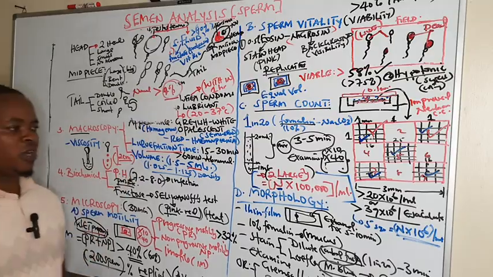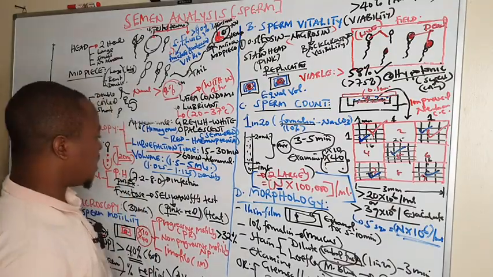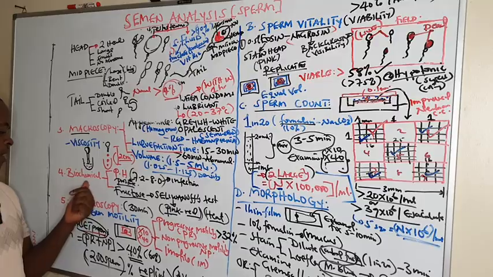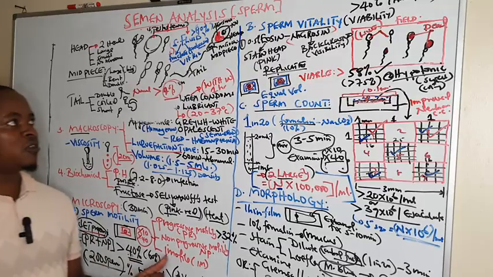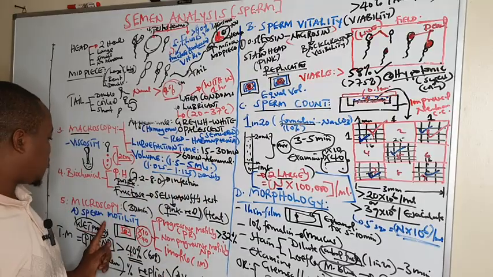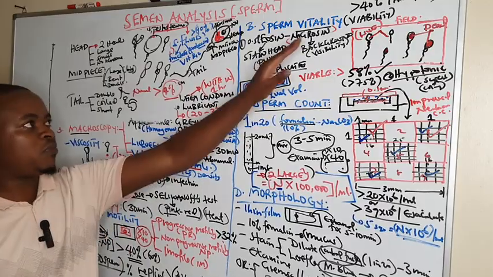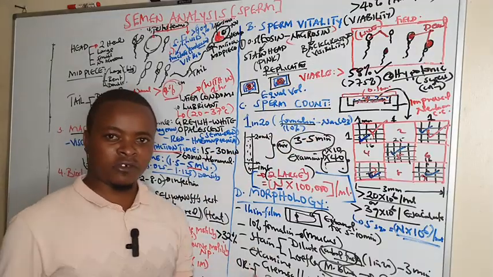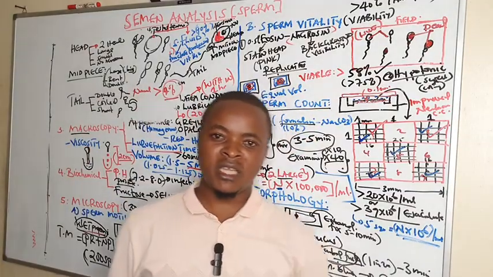So, hope you have learned with us, whereby we have discussed different examinations, that is macroscopy, biochemical, microscopy, where we have looked at the sperm motility, the sperm vitality, sperm count, and how we can determine morphology of sperms.